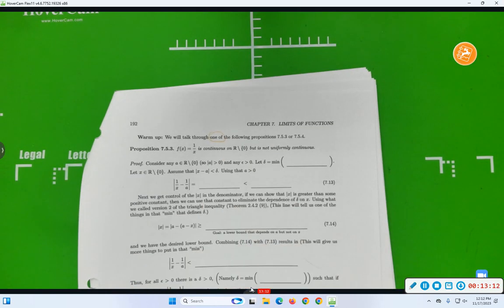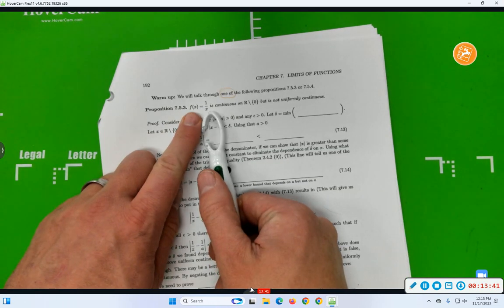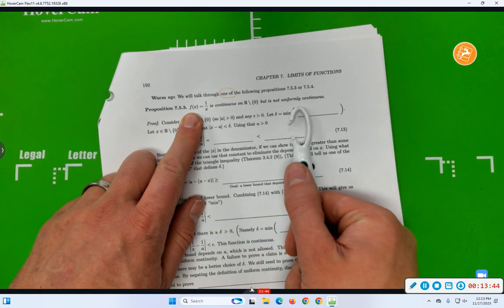Let's prove that f of x equals 1 over x is continuous away from 0, but is not uniformly continuous on that same domain. That seem like a goal? Let's start with continuity. We've proven continuity by thinking about sequences. But let's come up with just a self-contained epsilon delta proof of this. So let's prove that this is continuous on that set, but is not uniformly continuous.